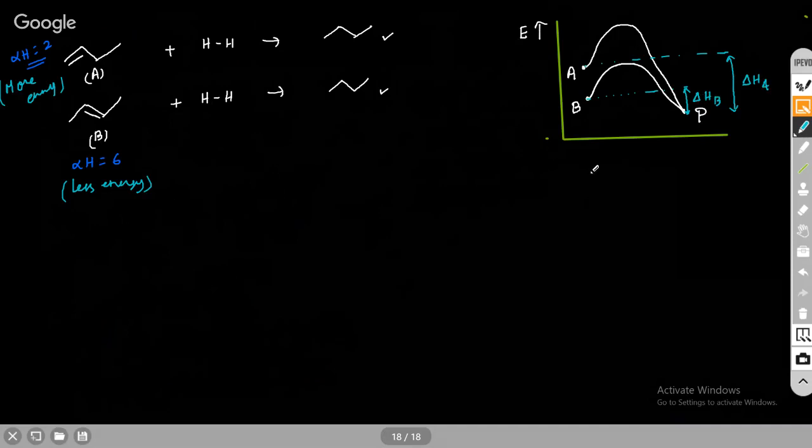So if I talk about the magnitude of this energy which comes out in both the reactions, the magnitude for A is more than the magnitude for B, right? I'll write down here delta HA, because it is an energy release in this reaction, delta HB. So the magnitude of delta HA is more than that of delta HB, and this energy is nothing but the heat of hydrogenation. So the heat of hydrogenation of B is less, which is what? Which is more stable, right? This is more stable, less energy, right?